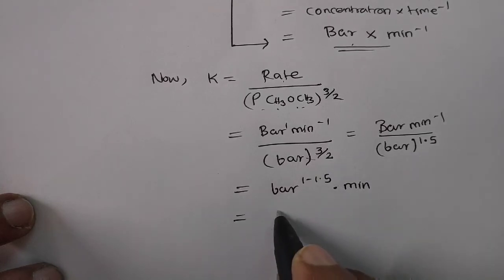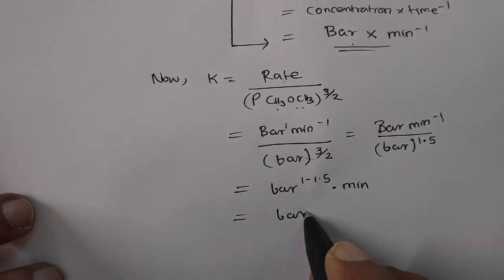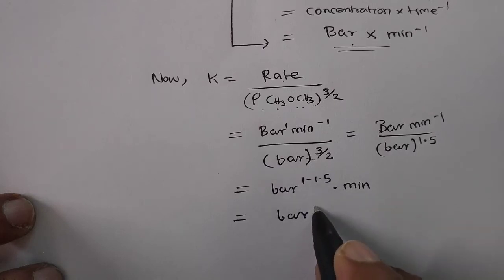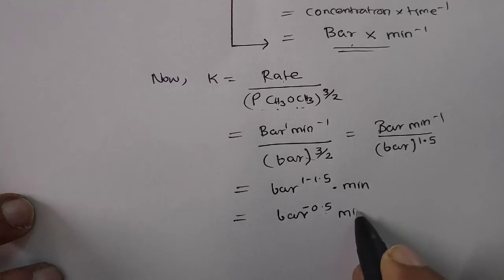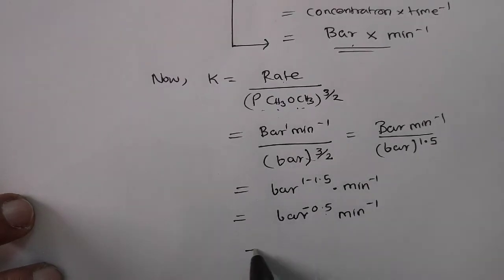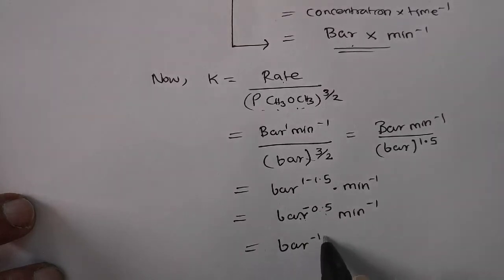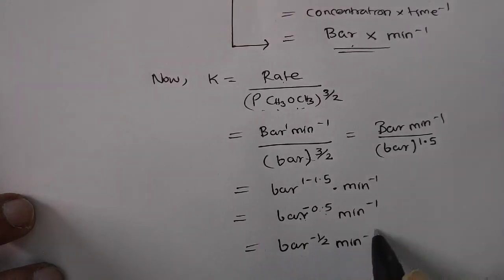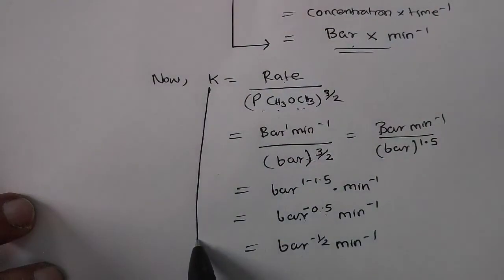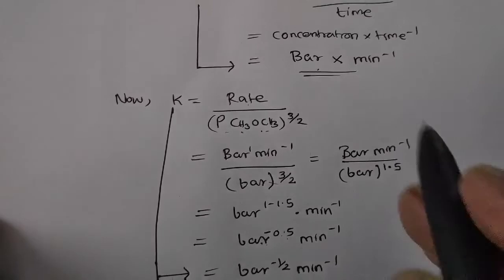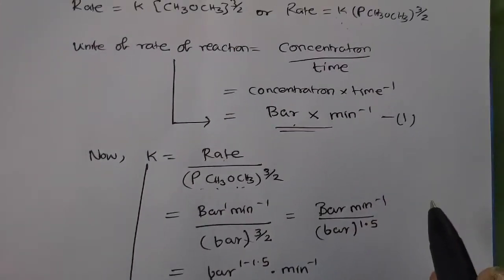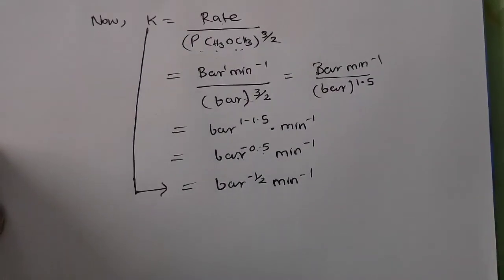So what it is now, it will be bar raised to 0.5, but it will be negative, minus 0.5, and minute inverse. Okay, so this I can write in another way also, that is bar raised to minus half and minute inverse. So the unit of rate constant, you can see, this is the unit. So this was the first part of the sum what we have discussed here, and this is the second part of the sum, the second question that was asked.